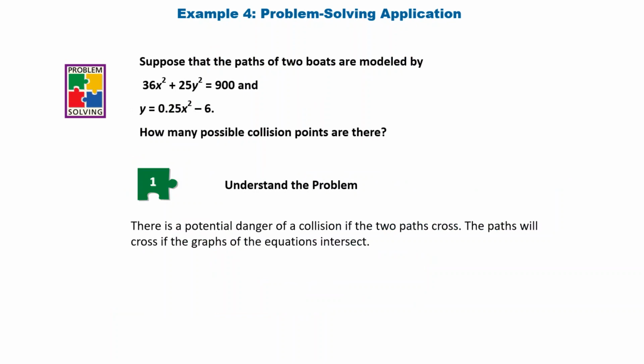All right, so let's put all this information into a real-life problem-solving application. Suppose that the paths of two boats are modeled by the two equations. How many possible collision points are there? So the first thing we want to do is understand this problem. What it's saying is that there is a potential danger of a collision if the two paths cross. The paths will cross if the graphs of the equations intersect.